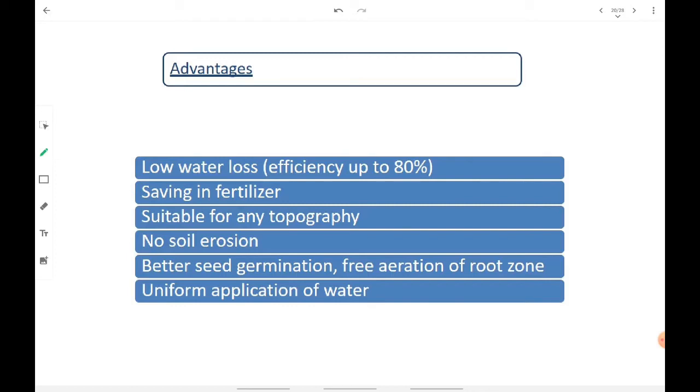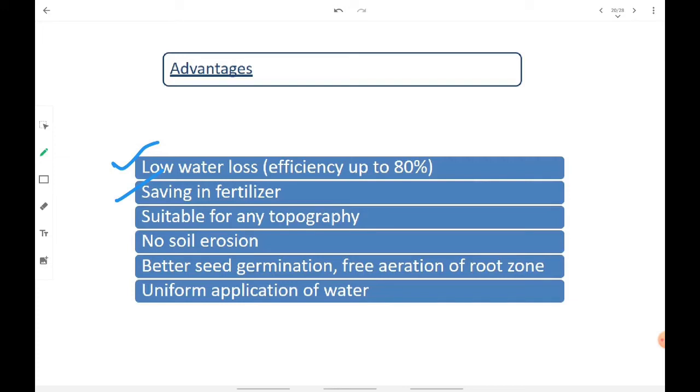Then saving in fertilizer. This is another added advantage of mixing the fertilizer in the water itself. The water which is meant to be sprinkled over the farm is mixed first in the water tank. The source of water is mixed with fertilizer or pesticide or both. Then we can spray the water, meaning each water droplet will be carrying the fertilizer which reaches the root of the plant. The fertilizer doesn't get wasted as when we spray it manually on the farmland. Then it is suitable for any topography, any kind of land, any kind of slope. It is very much suitable.